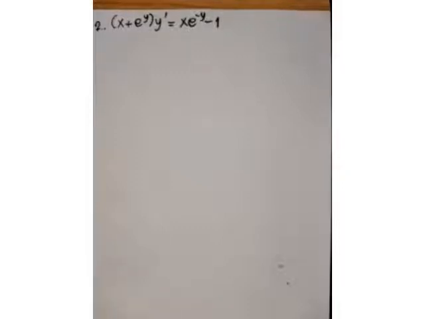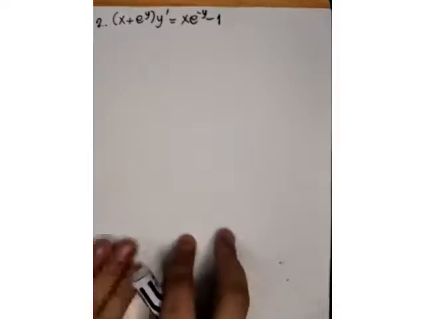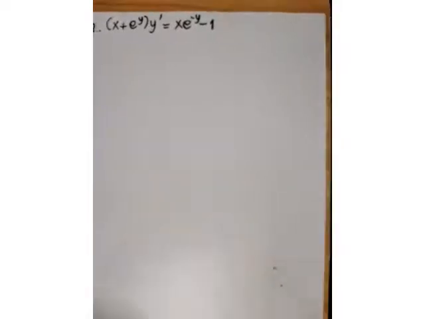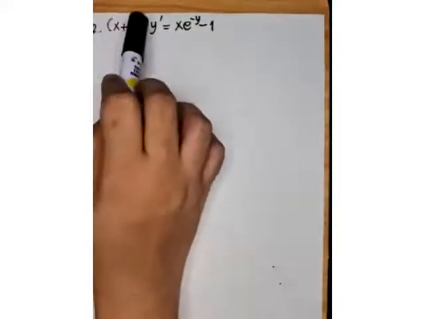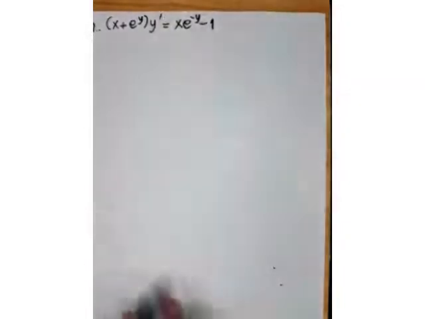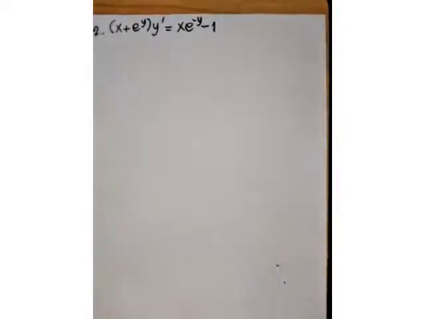Okay. So, we are given that the quantity x plus e raised to y, times y prime is equal to x times e raised to negative y minus 1. Okay, so if we will inspect it, I don't think we can use separable dito kasi we cannot separate itong dalawa. So ito, hindi rin pwedeng i-separate. So wala tayong choice kundi i-try siya for exactness.